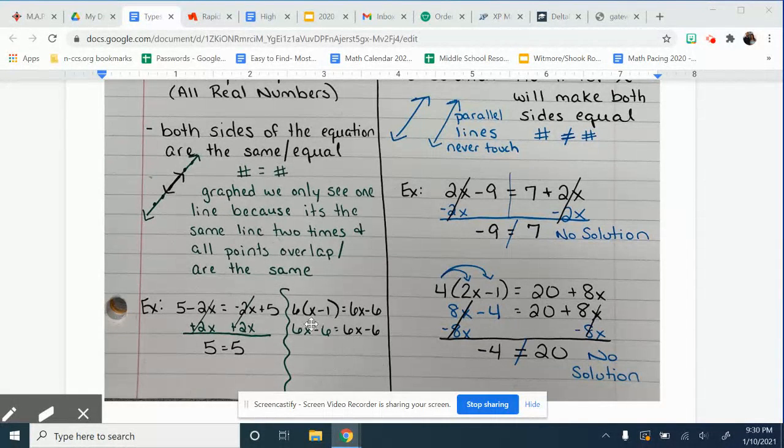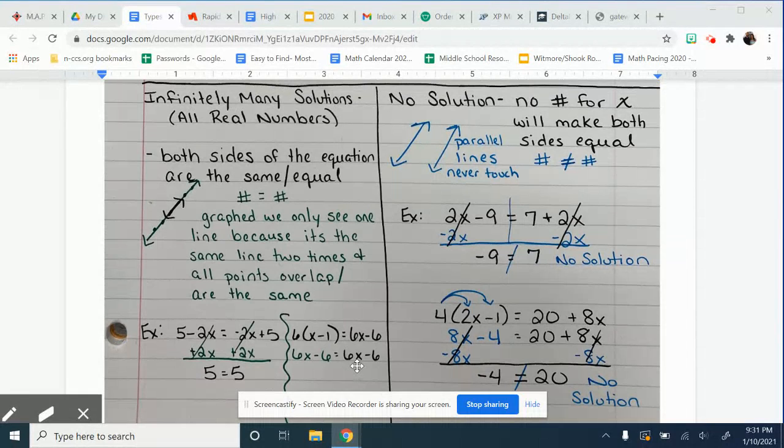Another way to look at it is 6 parentheses x minus 1 equals 6x minus 6. So we're going to distribute and we get 6x minus 6 equals 6x minus 6. Well, both of these two sides are the same. No, I haven't subtracted out my variables or my other numbers, but I can look at these and tell that they are identical. No matter what number I plug in for x, it's going to make it true. Your two sides are going to stay the same. So infinitely many, your two sides are going to be equal to each other, and any number you plug in will make it true.